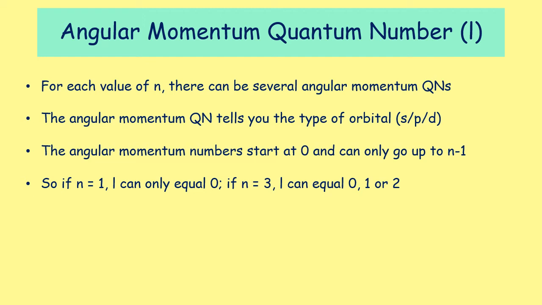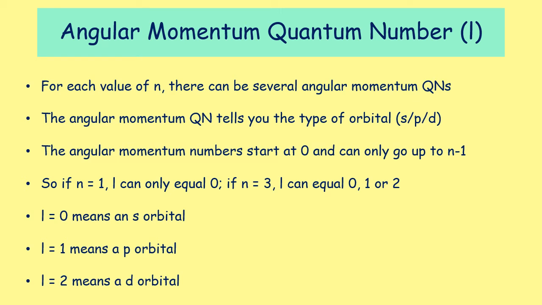However, if you had a principal quantum number of 3, your angular momentum can go 0, 1, or 2 because 2 is 3 minus 1. That's as high as you can go. And you need to be able to relate the value of the angular momentum quantum number to a particular shape of orbital. L of 0 is an s orbital, 1 is a p orbital, 2 is a d orbital.